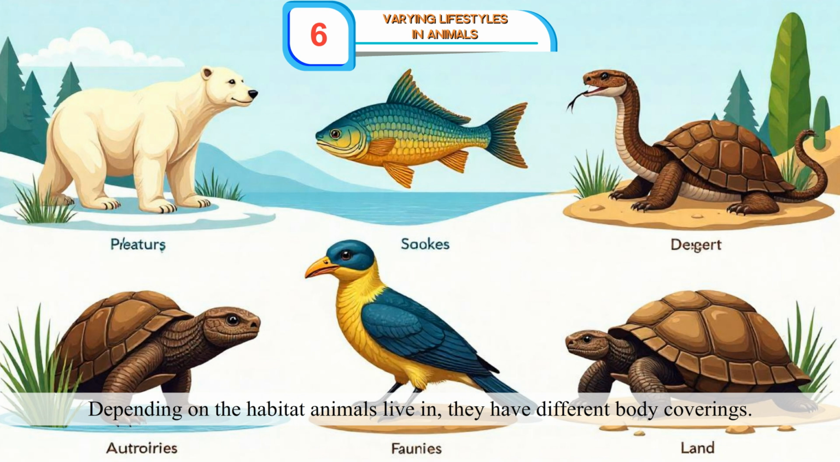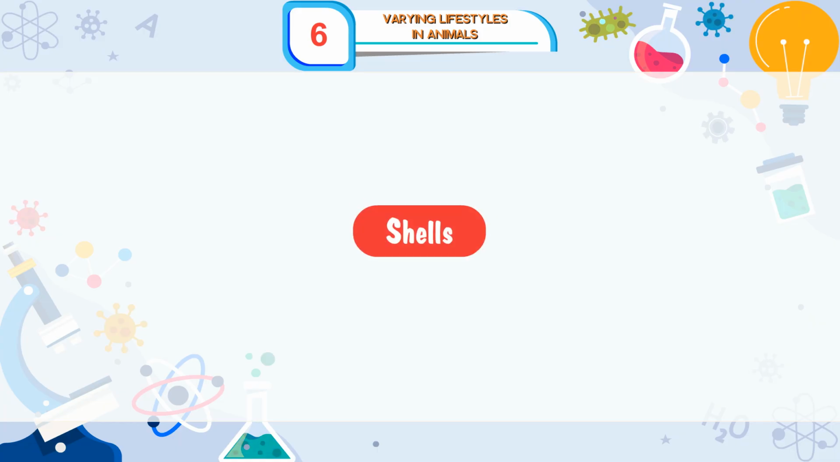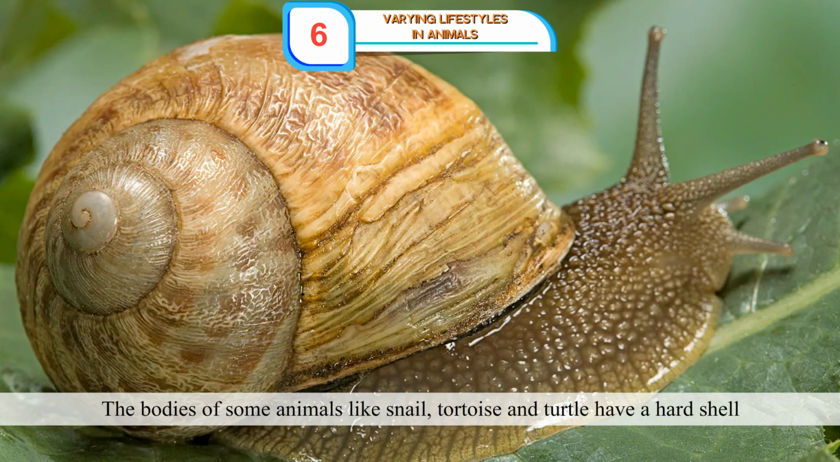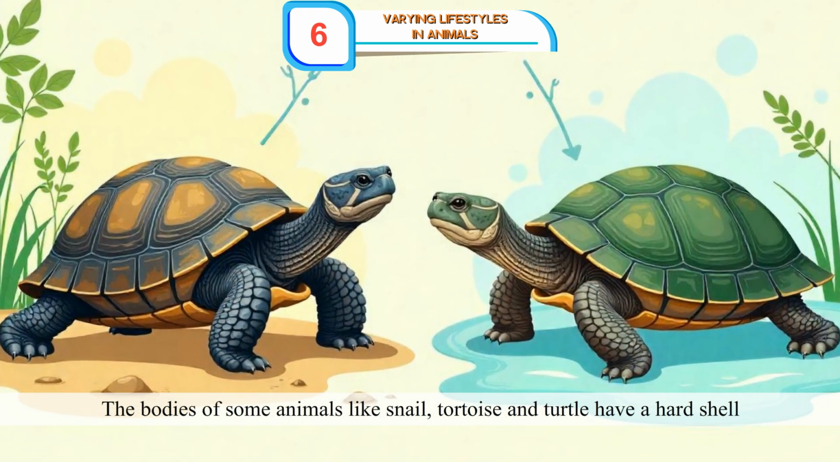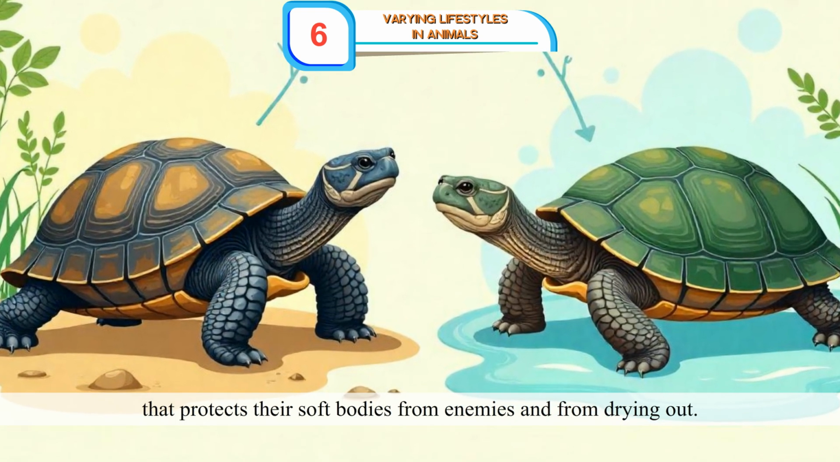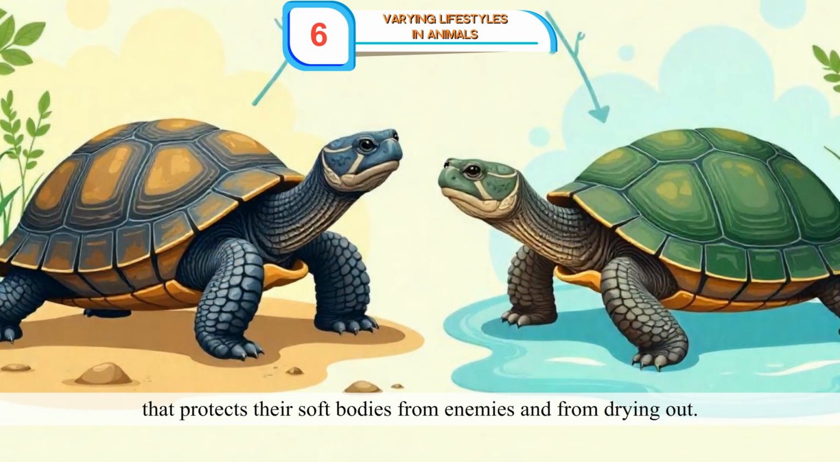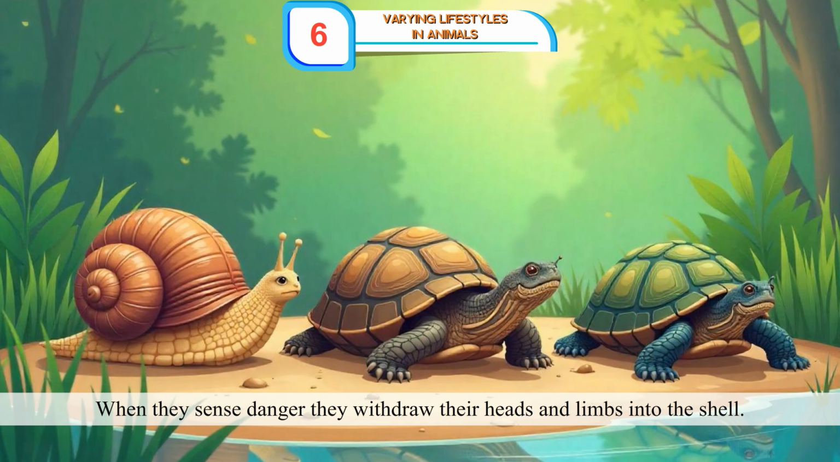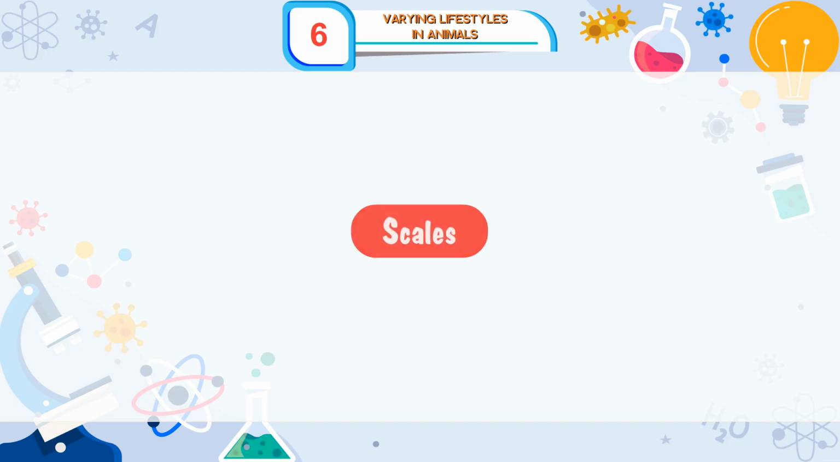Body coverings. Depending on the habitat animals live in, they have different body coverings. Shells. The bodies of some animals like snail, tortoise, and turtle have a hard shell that protects their soft bodies from enemies and from drying out. When they sense danger, they withdraw their heads and limbs into the shell.